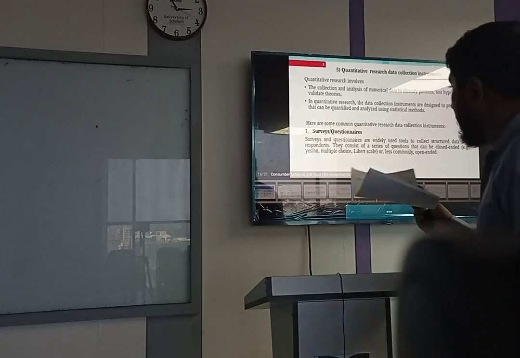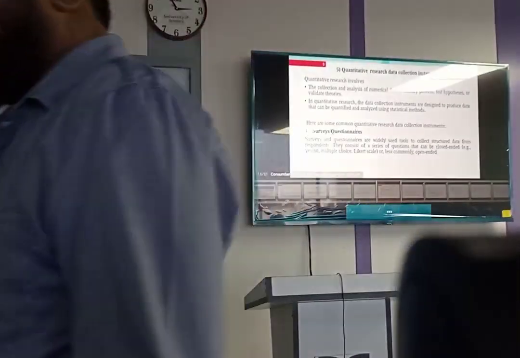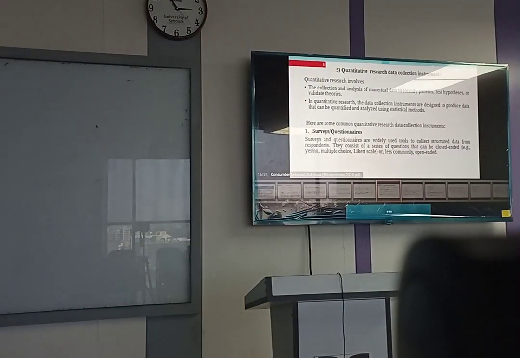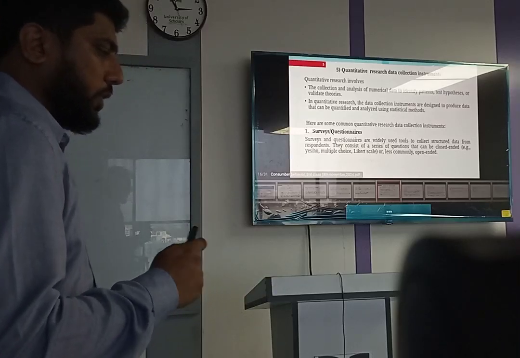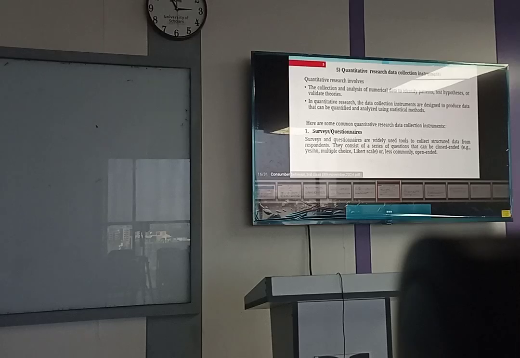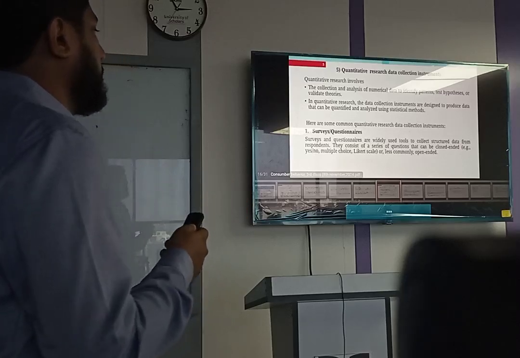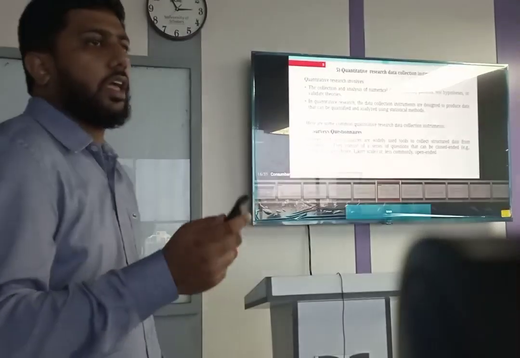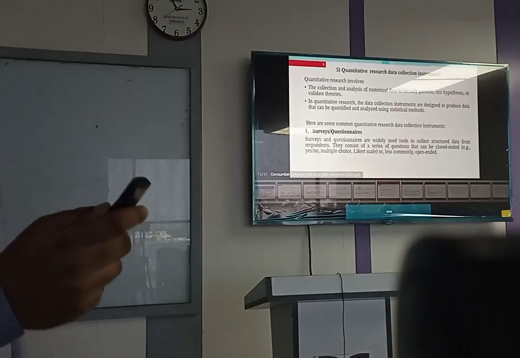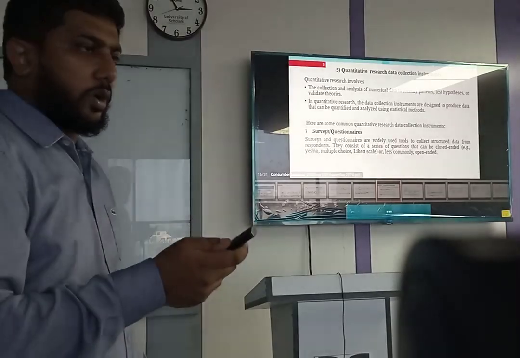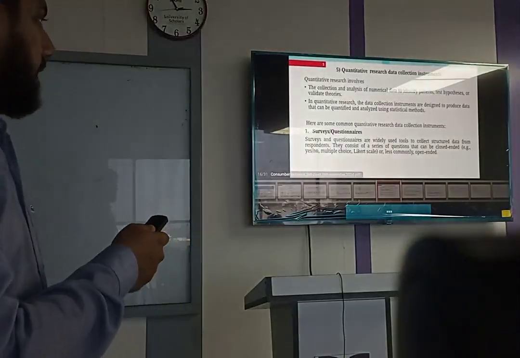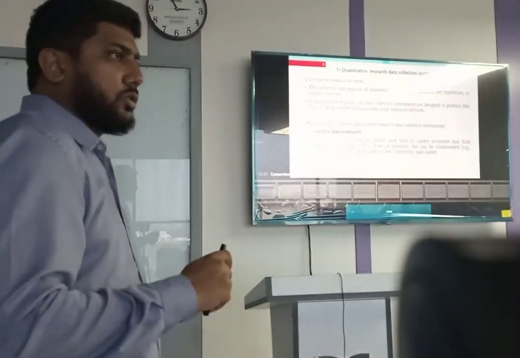Number one is surveys and questionnaires. By using these two tools, we can collect data from the customers. They will consist of a series of questions that can be closed-ended questions, yes-no based questions, good-very good questions, multiple choice based questions, and less commonly, open-ended questions can also be there.